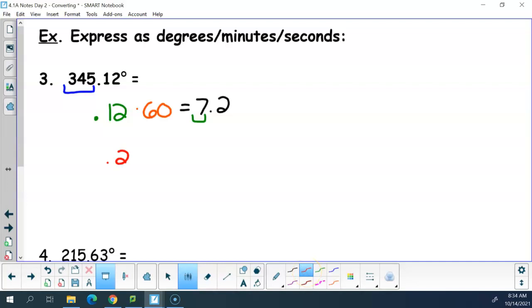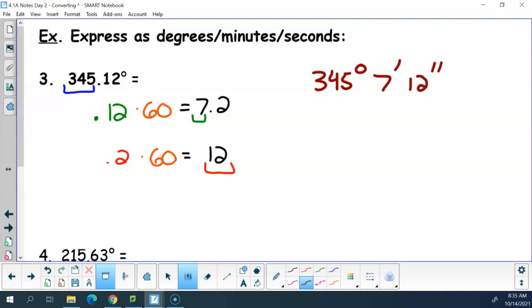I need to convert 0.2 into seconds. Because this is in minutes, so what? Just 60. 0.2 times 60 is 12. And that is my seconds. So this in degrees, minutes, and seconds is 345 degrees, 7 minutes, and 12 seconds.